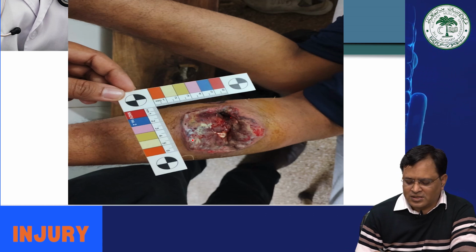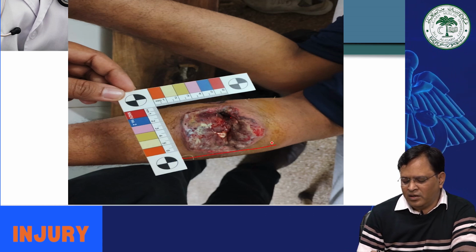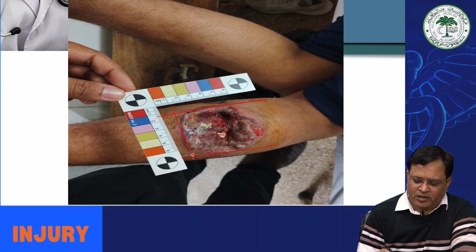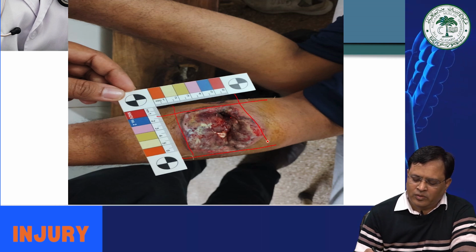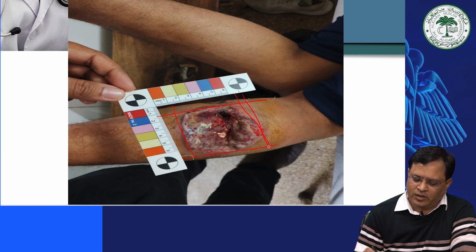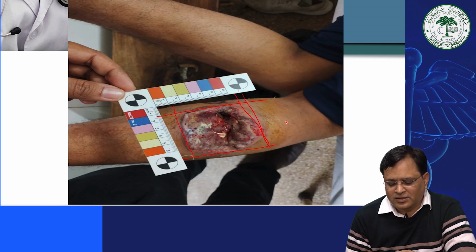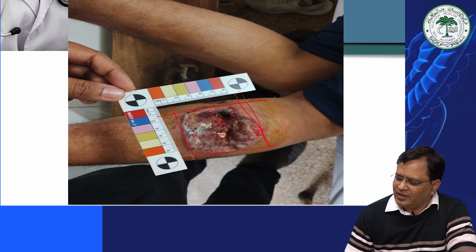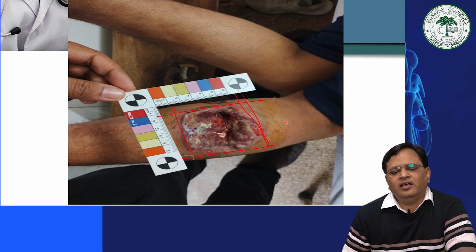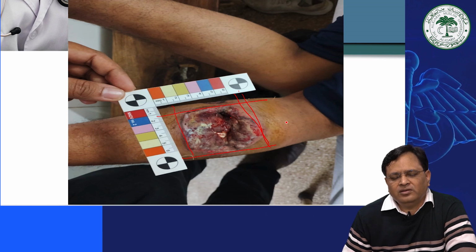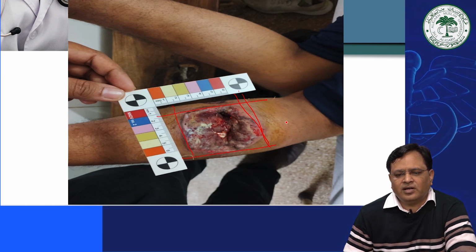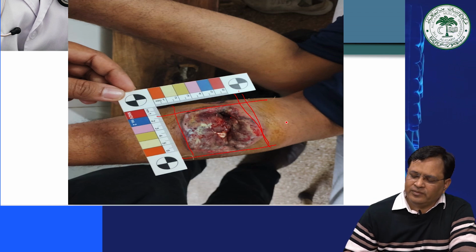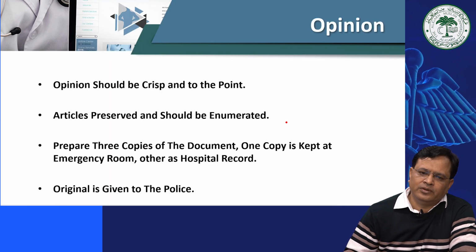Similarly, here also we can see that it is from here to here, or from here to here. We can see the shape and the size of the injury, and from that we can say it is very easy. Nowadays we don't have to measure on the body; we just take the photographs, and later on we can measure it on the photograph.